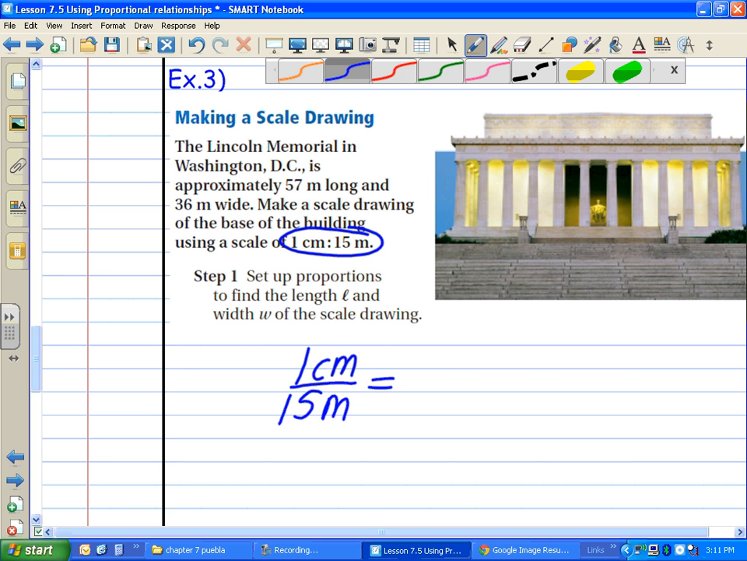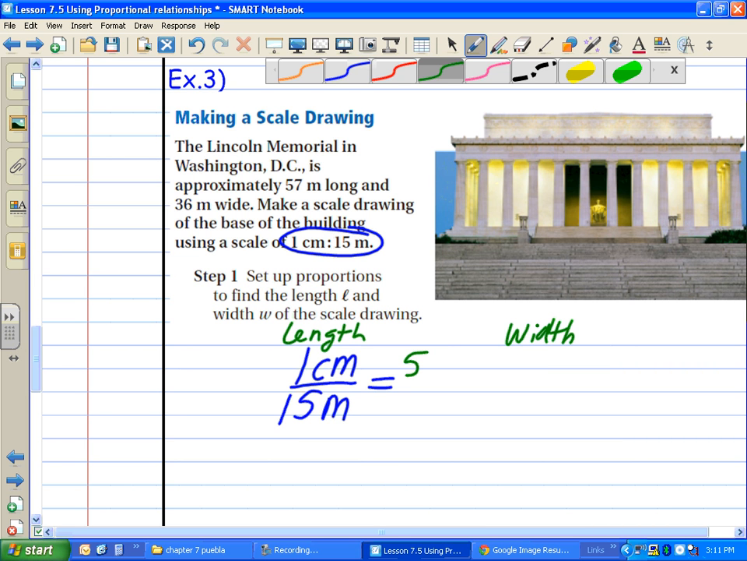Now, we're going to do this one at a time. We're first going to do this for the length, 57, and then we're going to do it for 36, which is the width. So we're going to do it twice. We're going to do the length first, and the width second. For the length, what length did they say this was? In real life, it's around 57 meters.